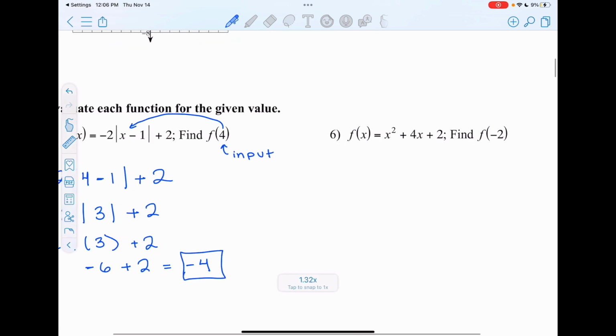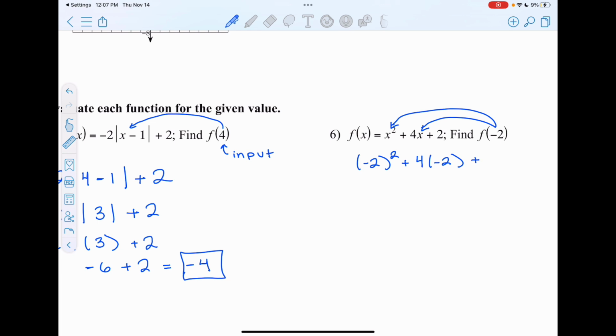Let's try number 6. In number 6, once again, the -2 is inside the parentheses, which means it's an input, and I need to input it into my function every time I see an x. So I see an x here and here. Make sure you have your parentheses: -2 squared plus 4 times -2 plus 2. -2 times -2 is a positive 4. 4 times -2 is -8. Plus 2. 4 minus 8 is -4. Plus 2 gives me -2.